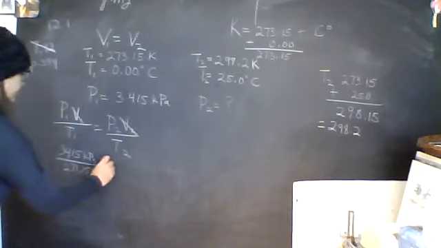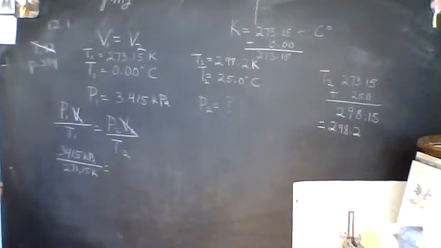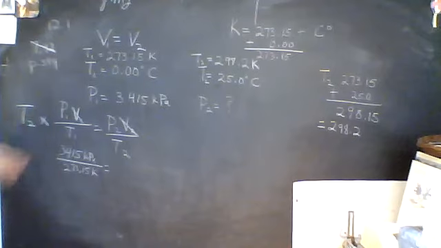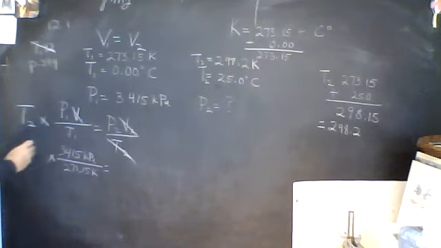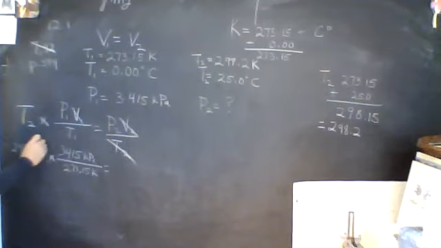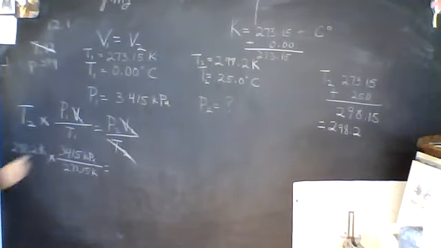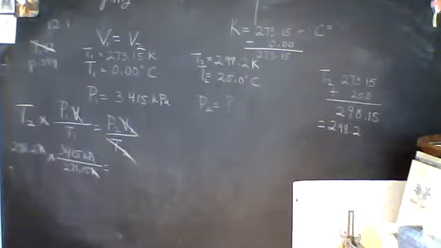Shouldn't we solve for P2 before we put in the numbers? That's going to be P2 equals P1 times T2 over T1. So I'm going to multiply P1 by T2, 298.2 Kelvin. These units will cancel and we'll end up with something in kilopascals.